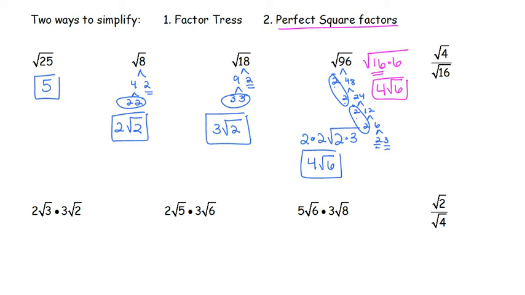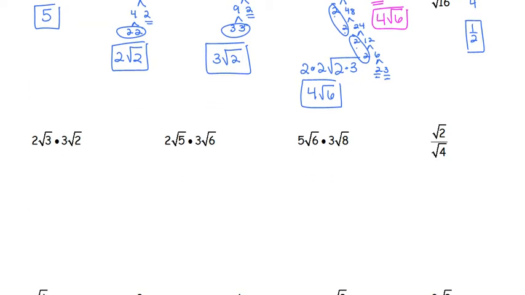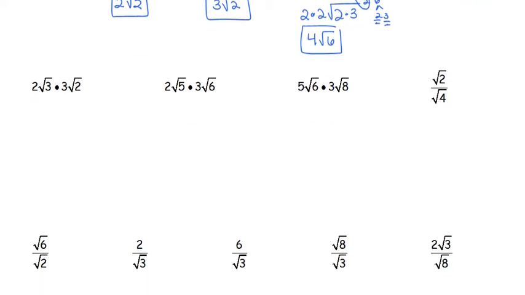We've got the square root of 4 over the square root of 16. We're dividing. Good thing that we've got perfect squares though, makes our life easier. We've got square root of 4 is 2, square root of 16 is 4. Don't forget to reduce that fraction down to 1/2. Alright, enough for simplifying. Let's go ahead and move on to some operations.